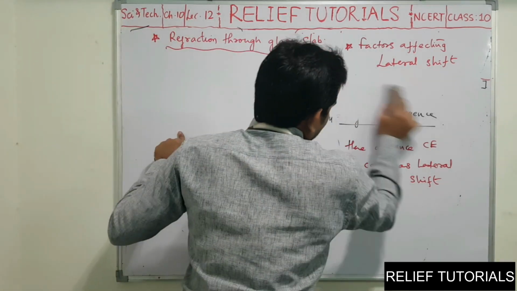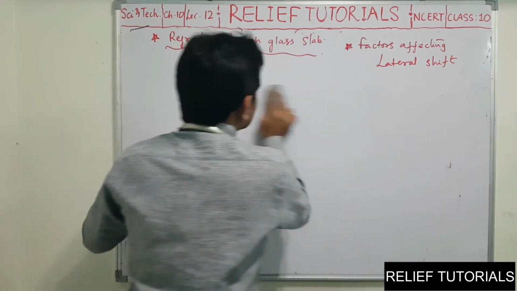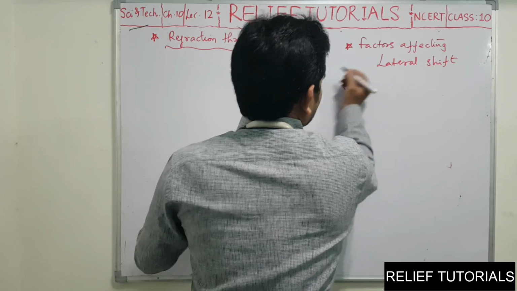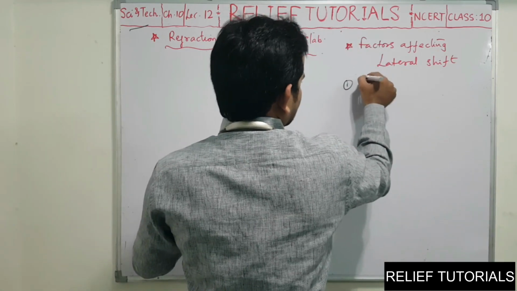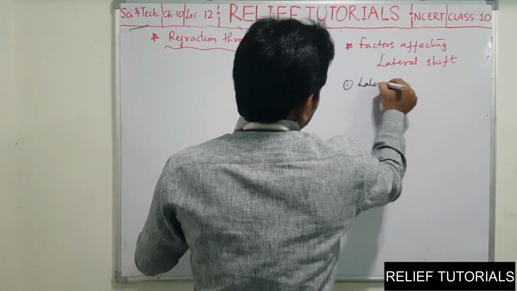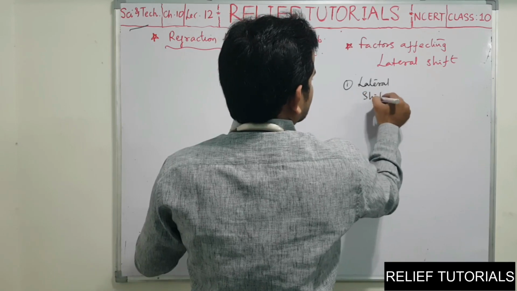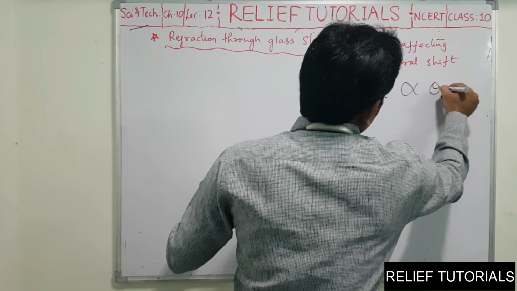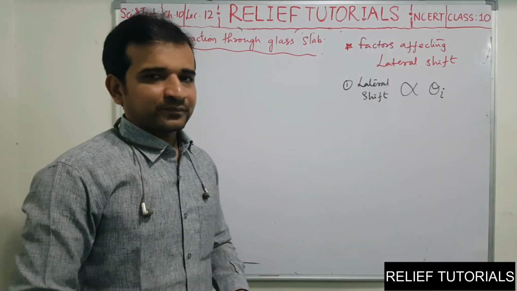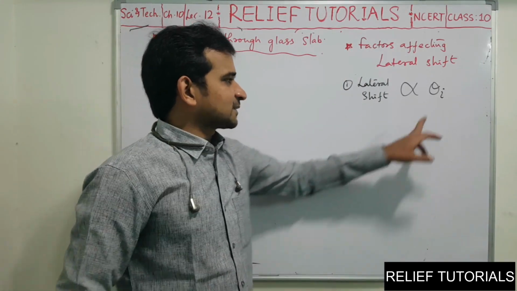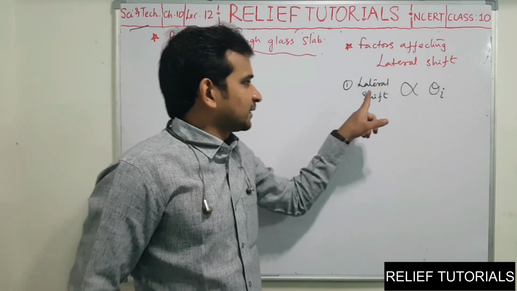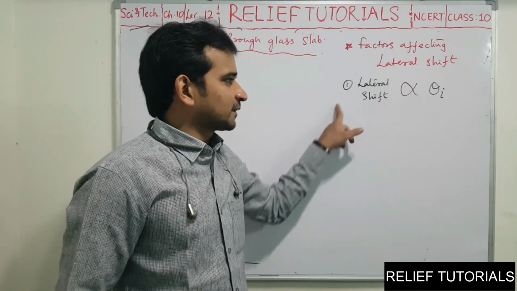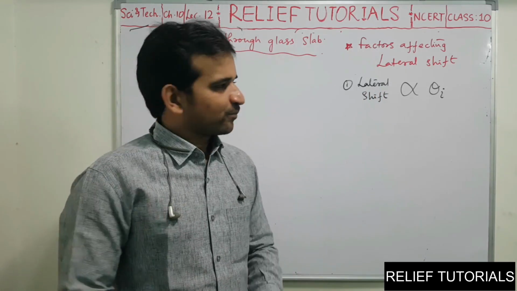So the first factor on which the lateral shift depends is the angle of incidence. So can I write it like this, that lateral shift is directly proportional to angle of incidence? Directly proportional means as the angle of incidence increases, lateral shift increases. As the angle of incidence decreases, lateral shift also decreases.